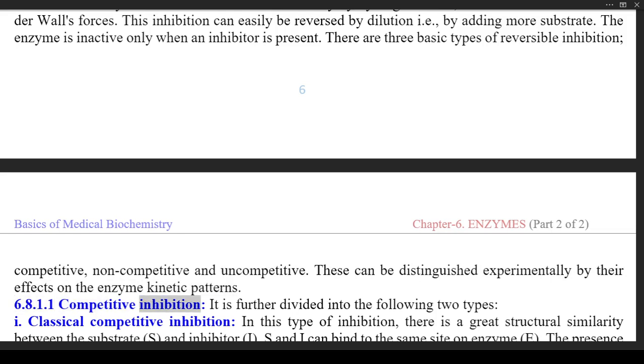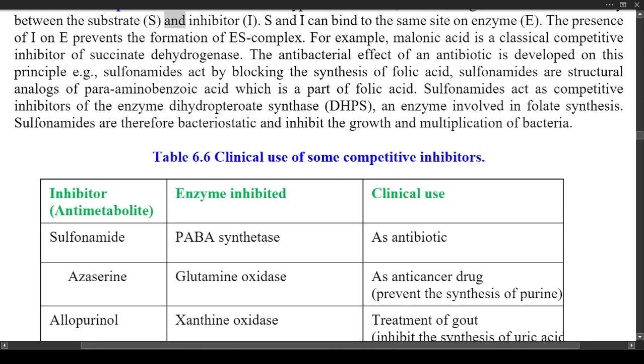6.8.1.1 Competitive inhibition. It is further divided into the following two types. 1. Classical competitive inhibition. In this type of inhibition, there is a great structural similarity between the substrate, S, and inhibitor, I. S and I can bind to the same site on enzyme, E. The presence of I on E prevents the formation of the ES complex. For example, malonic acid is a classical competitive inhibitor of succinate dehydrogenase.